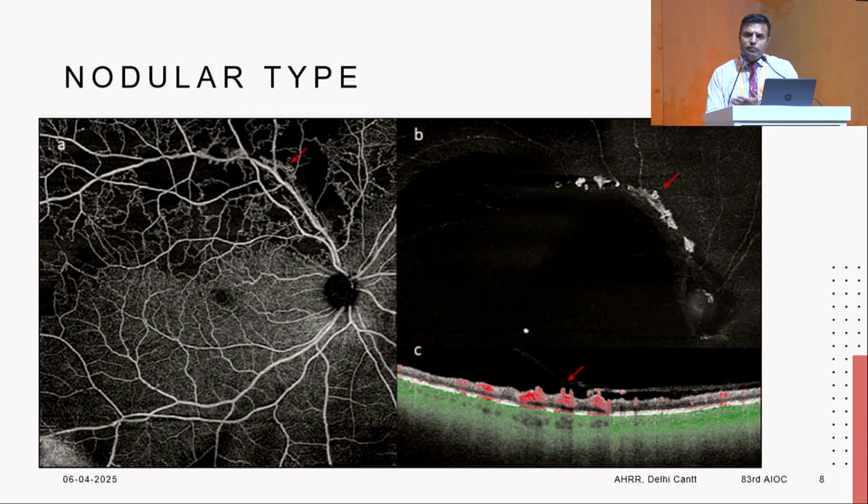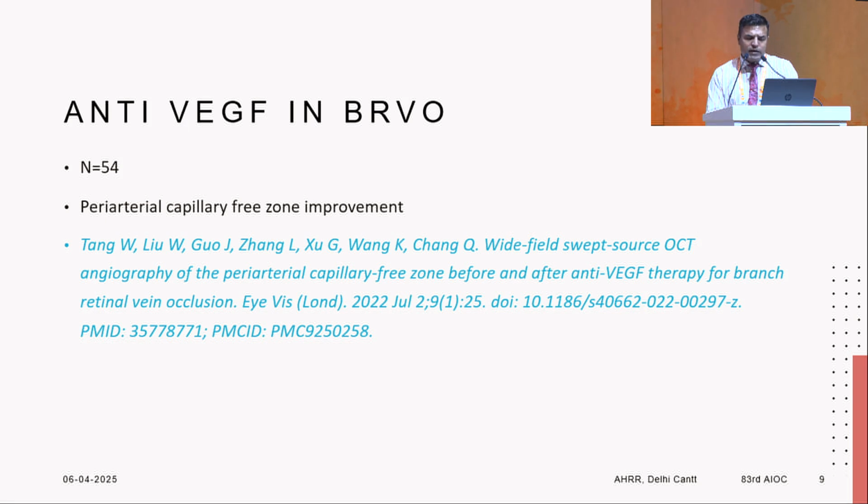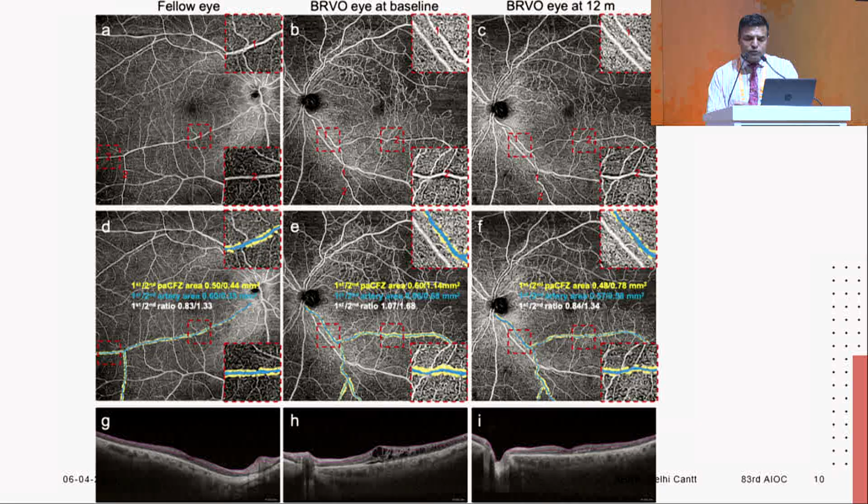But what becomes of this research? By 2022, we had started talking about monitoring the progress of patients using periarterial capillary free zone improvement. And as you see in these consecutive images, we are talking about the normalization of the periarterial flow zone and continuation or discontinuation of anti-VEGF therapy based on OCTA images.